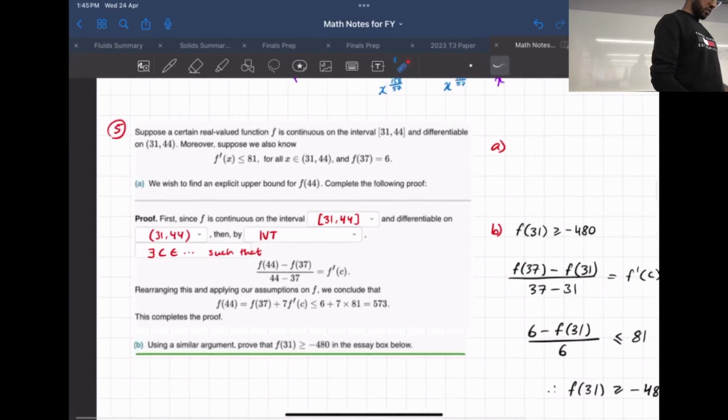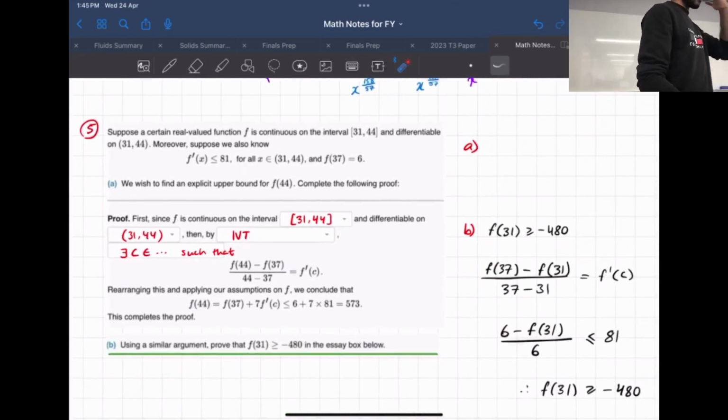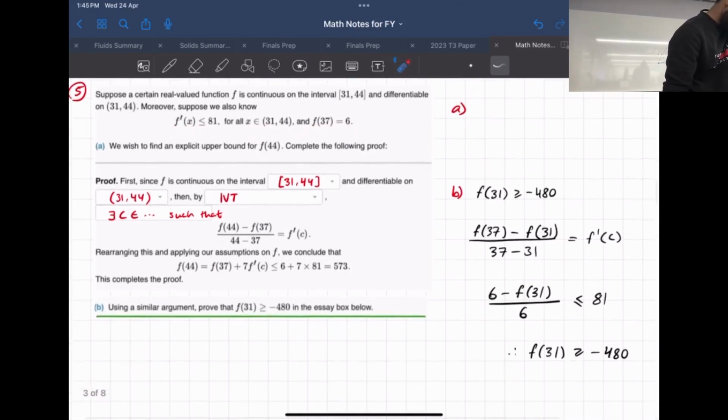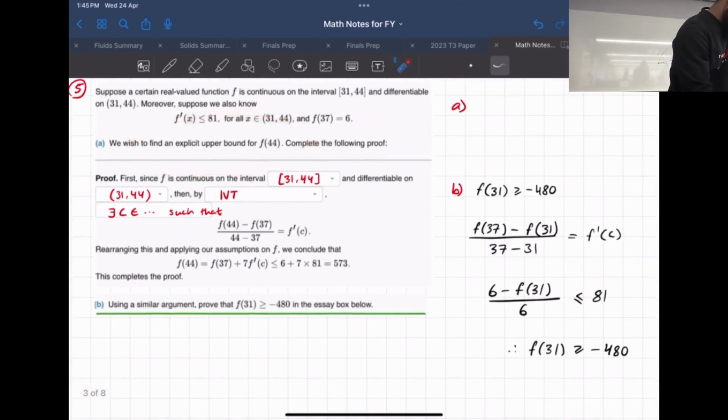Alright, I'm going to move on to the intermediate value theorem question. So suppose a certain real valued function f is continuous along the function interval 31 to 44 and is also differentiable along that domain. Right? We know that the derivative of the function has to always be less than or equal to 81 between this domain. Okay? We wish to find an upper bound for f of 44.